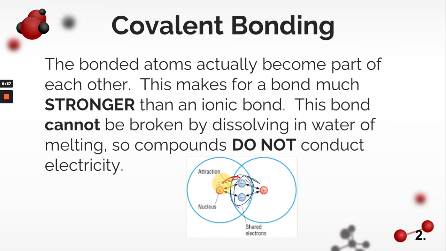Here, the bonded atoms actually become part of each other. There's this attraction between the nuclei and the electrons, and you'll notice that this attraction is occurring between everybody. This is an incredibly strong bond, and in a lot of ways it is stronger than an ionic bond. The reason I say it's stronger is because this sharing, where they actually incorporate those electrons into both atoms or all the atoms that are part of it, cannot be easily broken down. You can't dissolve covalent compounds in water like you can ionic ones.